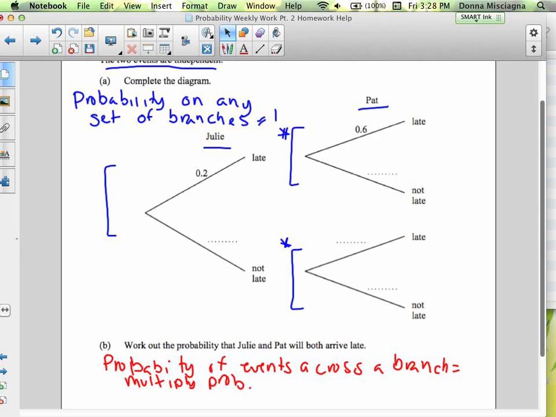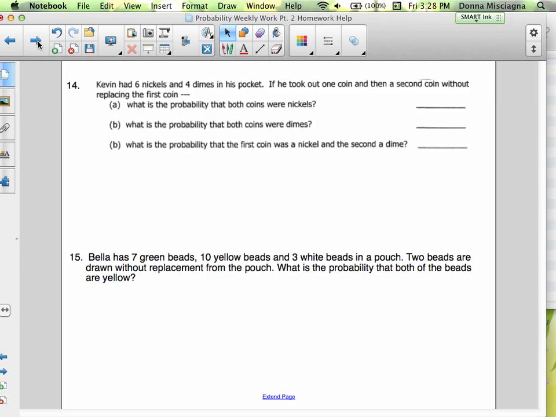And as always, the probability of two events happening is less than the probability of one of the events happening, because you have to have both things happening. So this one is not too difficult. It's a nice, easy tree diagram, easier than the ones we did in the Nearpod tree diagrams. This is the last two problems in the homework.